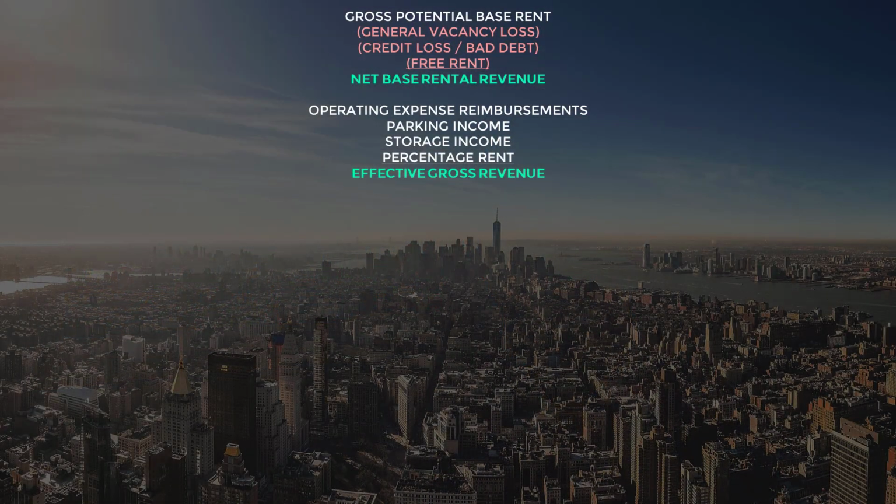Now from here, once you add up all of your base rent and your other income line items at the property, you'll have your effective gross revenue at the deal. And from here, we're ready to move on to the second part of our cash flow statement, which is going to be our operating expenses.